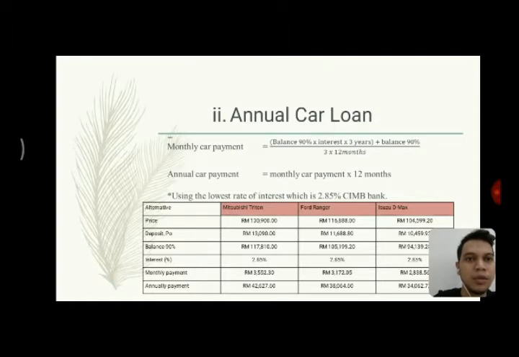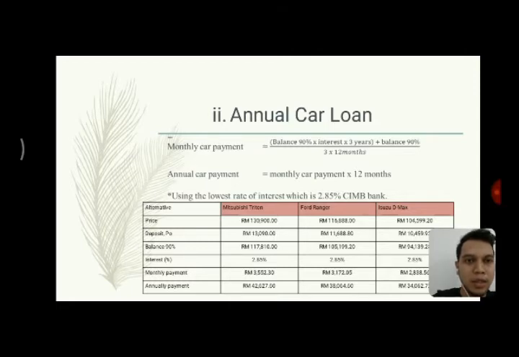So okay, we go through the annual car loan. For the annual car loan, the monthly car payment equals the balance of 90% times interest times 3 years plus the balance of 90%, over 3 times 12 months. So the annual car payment is the monthly car payment times 12 months. We are using the lowest interest rate, which is 2.85% from CIMB Bank.